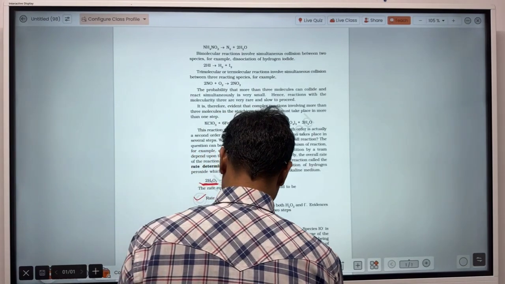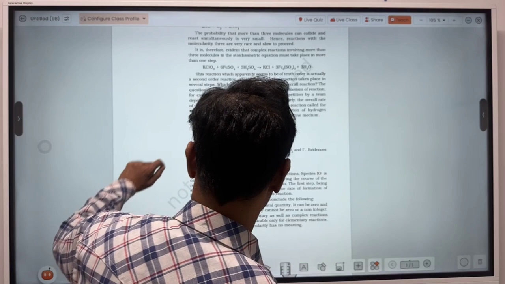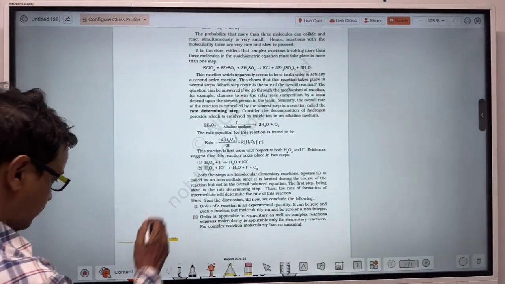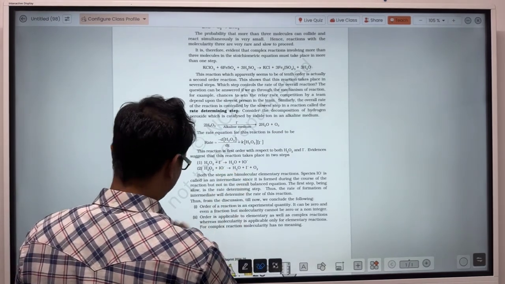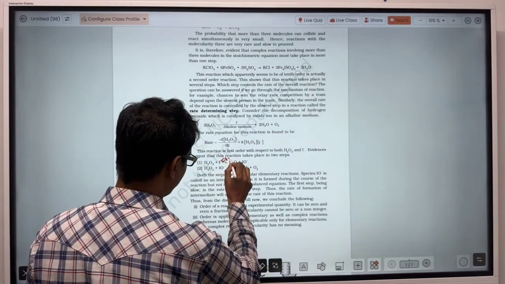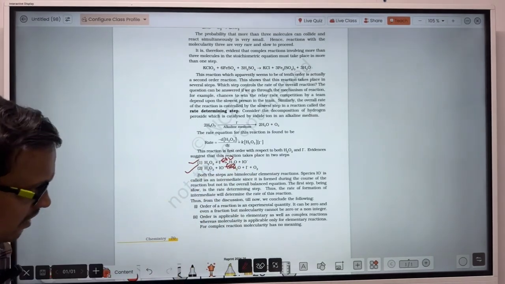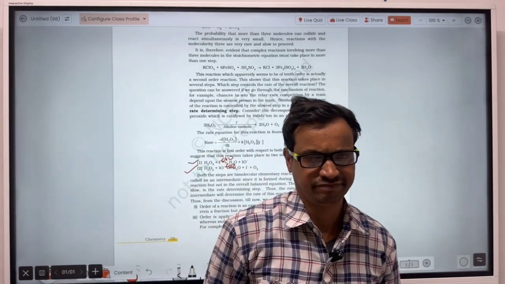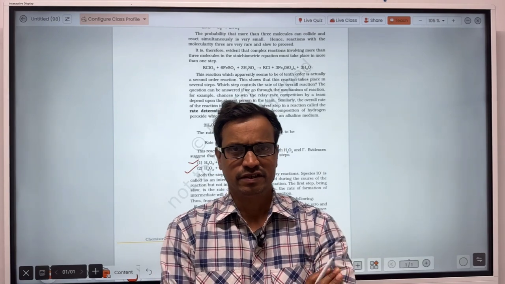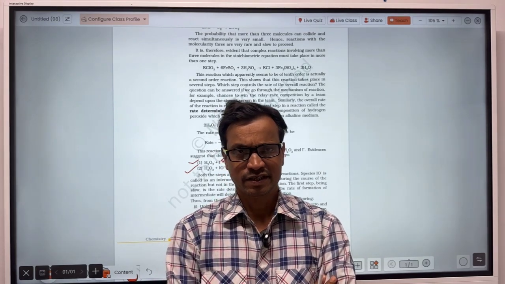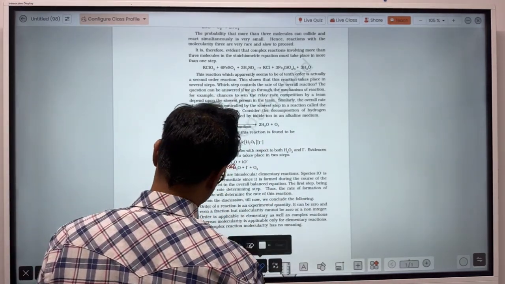In any reaction, the slowest step is the rate determining step. Here the first step is the rate determining step because the first reaction is slow and the second reaction is fast. So in any reaction, the slowest step is the rate determining step. Keep in mind, the slowest step is the rate determining step. You can also verify this in our day-to-day life.